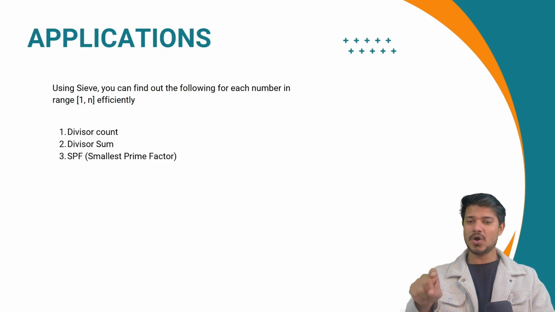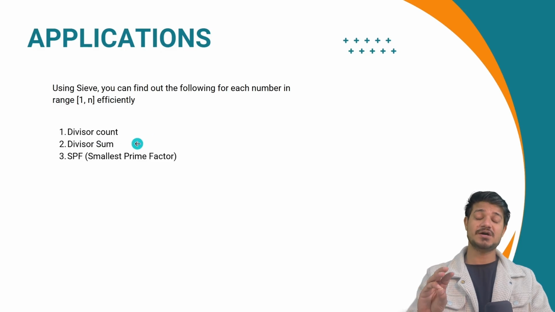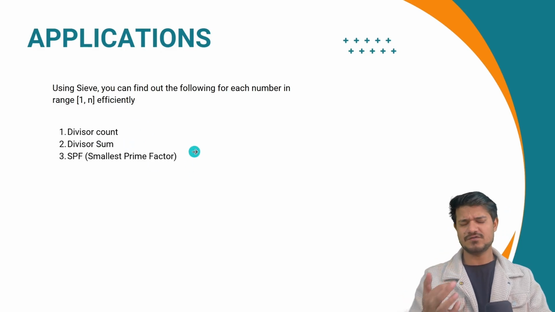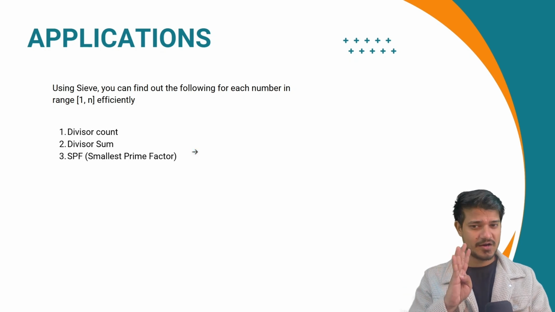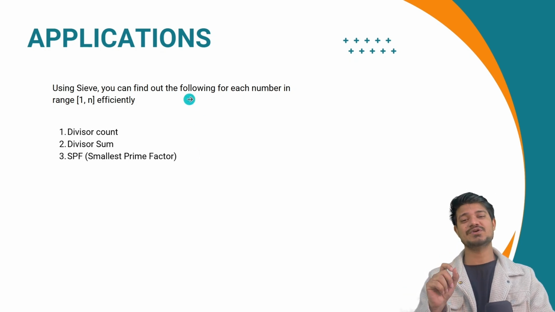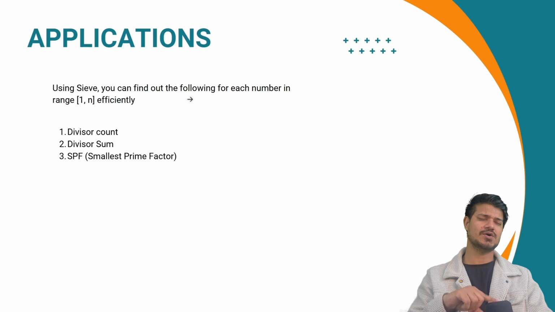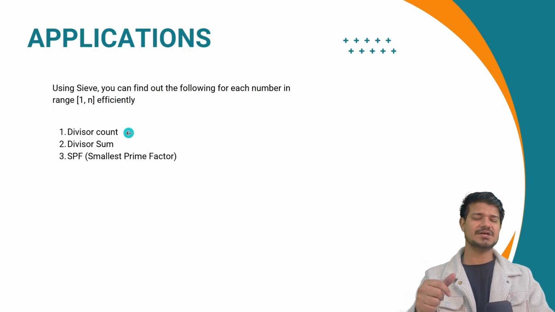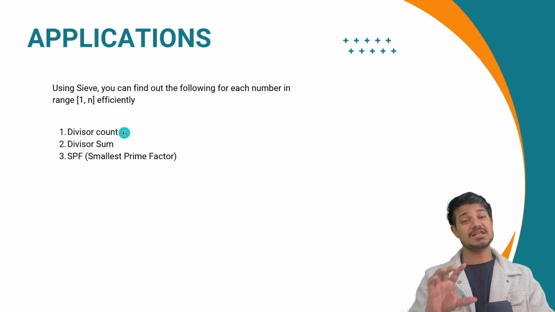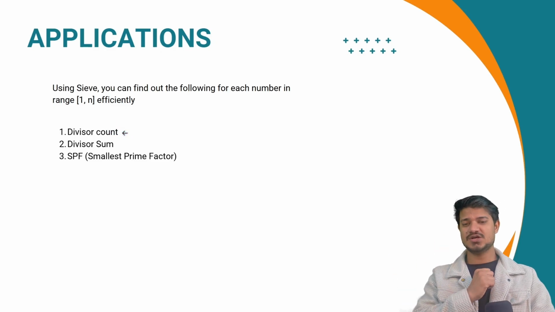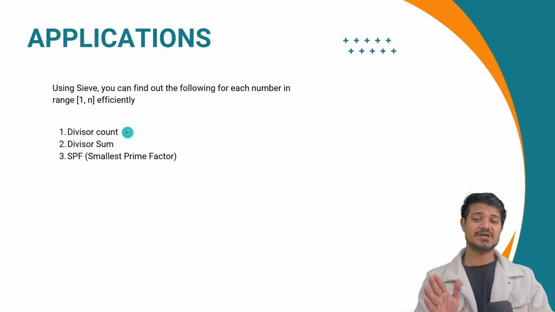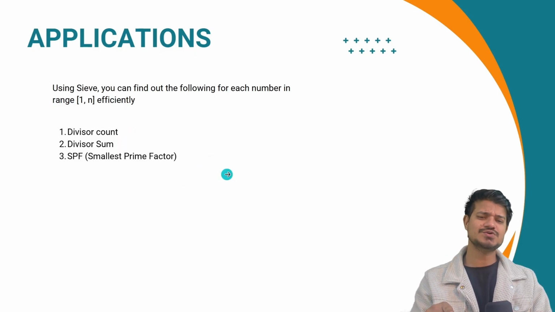Now, divisor count and divisor sum in constant time, and SPF also in constant time, all of this you can find out once you have applied Sieve algorithm, which takes n log n time. In these two cases it is going to take n log n time, because I'll explain that using the code. So pre-processing is required because it's Sieve, of course, and after that you can find out divisor sum, divisor count, SPF in constant time.